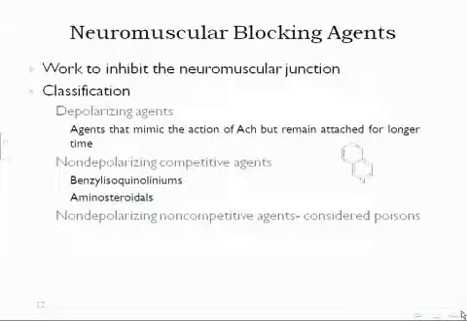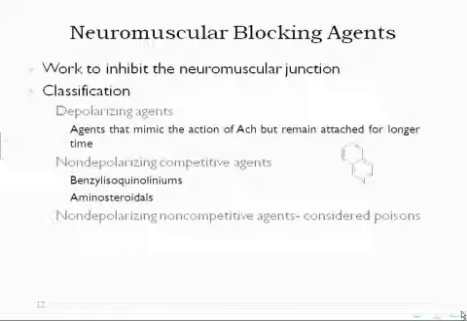Now, if you made these agents non-competitive, which there are poisons that do that, then the muscle basically cannot reverse its action and the person dies. The good thing about the non-depolarizing competitive agents that we use is that we can reverse the effects. Okay? We are able to push off the molecule.